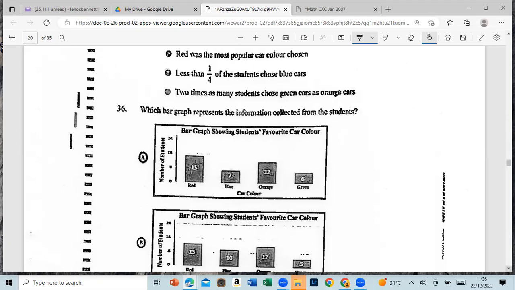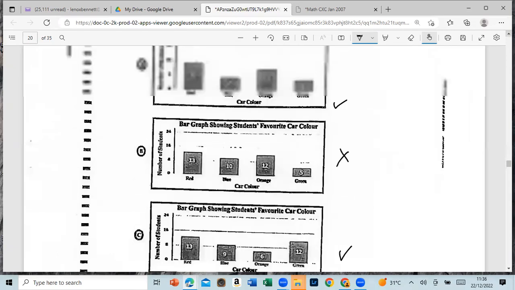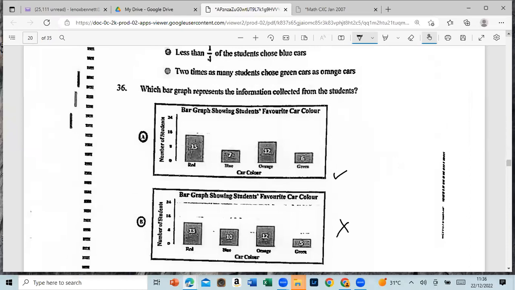Let me see what this one says. It could be this or this. I'm gonna kind of rule out this because this is exactly a quarter. Of 40, 10 is not less than. So we're gonna eliminate this. So it's between these two. Let's look at the next clue. I should probably make you guys do it. Two times as many students choose green cars as orange cars.